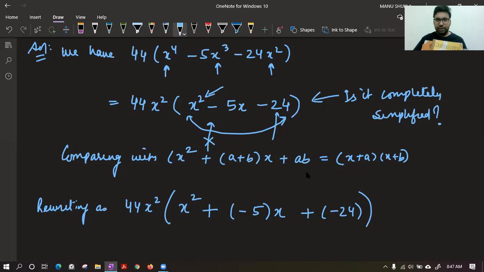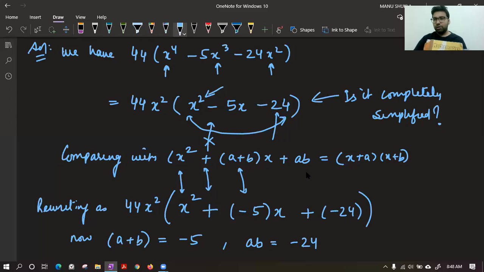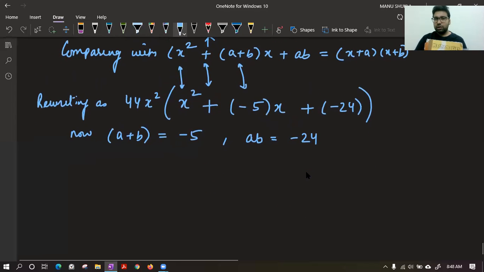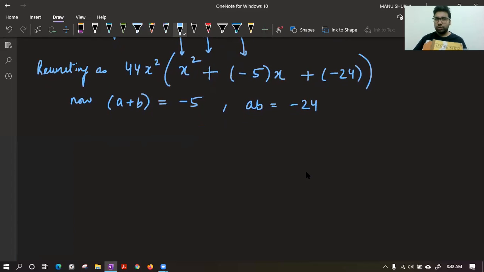Okay. So now tell me, what is the value of a plus b? If you compare, the first term is same to same, then plus, then we have a plus b in bracket and what in bracket? Minus 5. Similarly, ab equal to how much? Please answer. It is minus 24. So before taking the values, you have to make sure the equations are comparable or not.